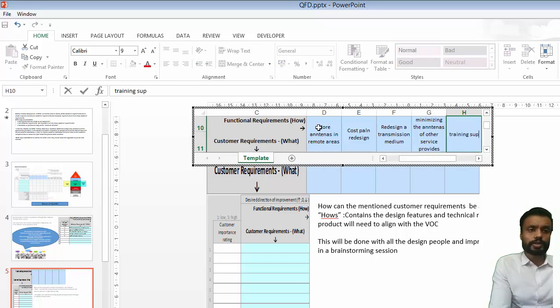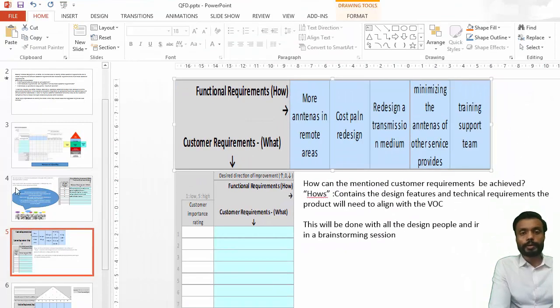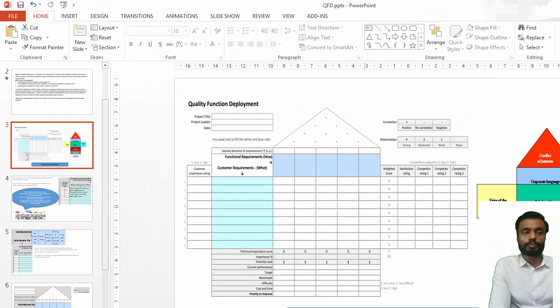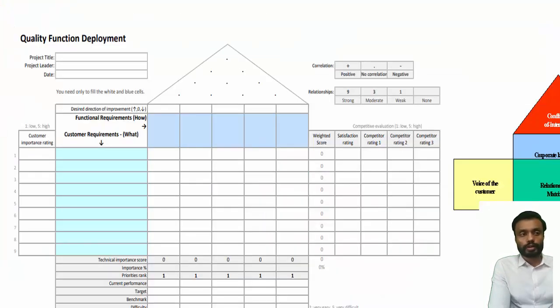So we have captured the functional requirement. So guys, what have we done? We have completed the corporate language. We have completed the voice of customer. So we have completed the two houses of quality. So now we are going to look at the conflict of interest.